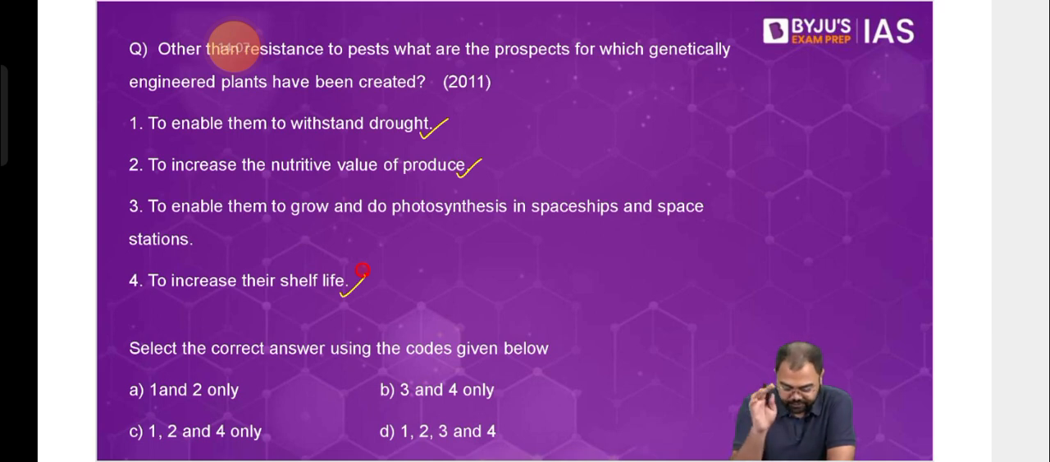All right, so 1, 2, and 4 for sure are correct. So A and B can't be answers. Right? A and B cannot be the answers. So 1, 2, and 4 definitely correct. Third statement is to enable them to grow and do photosynthesis in spaceships and space stations.